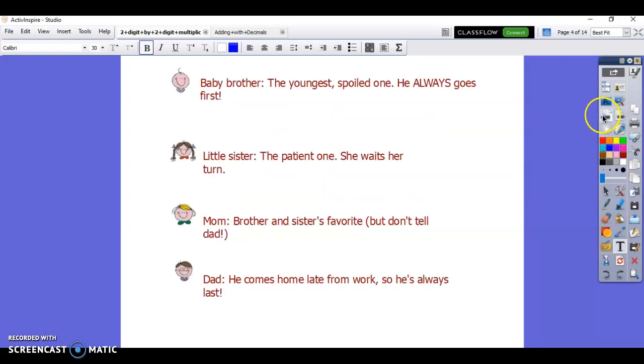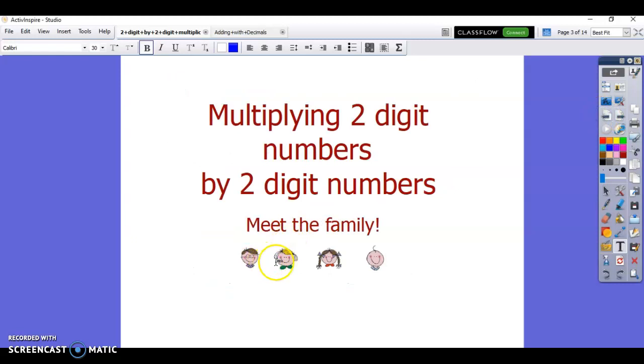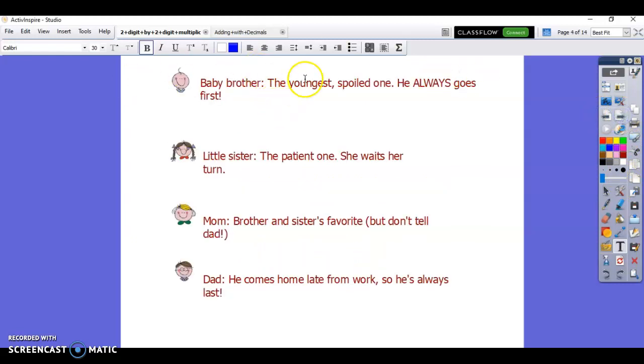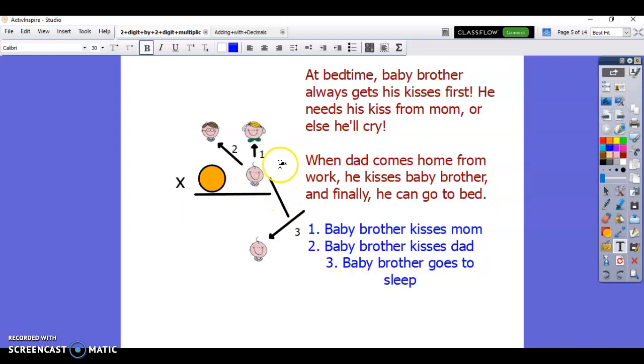So first we have meet the family. We have dad, we have mom, we have sister, and we have baby. Baby brother is the youngest. He's the spoiled one. He always goes first. Little sister is the patient one. She waits her turn. Mom, brother and sister's favorite, but don't tell dad. And here comes dad, who's home late from work. He's always last.